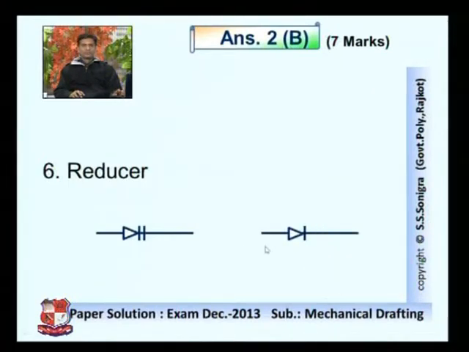Here also two symbols are drawn. The first symbol which is drawn here is used for a flanged coupling, and the second symbol with one line segment is used for a screwed connection. So if it's a screwed connection, this symbol is to be used.